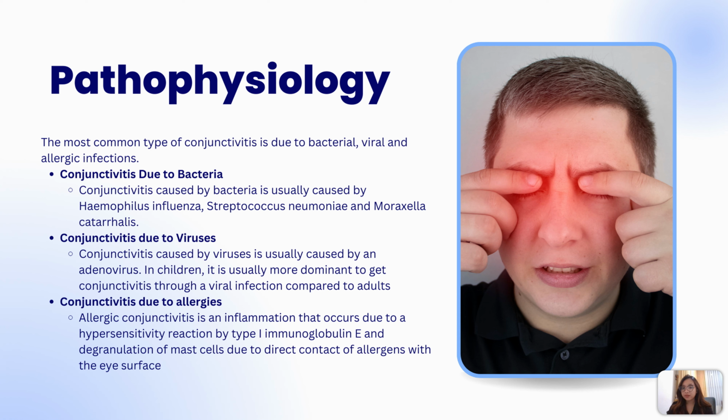Now I will explain the pathophysiology of conjunctivitis. The most common types of conjunctivitis are due to bacterial, viral, and allergic causes. The first one is conjunctivitis due to bacteria. Conjunctivitis caused by bacteria is usually caused by Haemophilus influenzae, Streptococcus pneumoniae, and Moraxella catarrhalis.